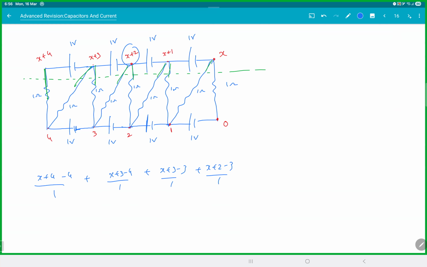So x plus 2 minus 3 by resistance. x plus 2 minus 2 by 1, x plus 1 by 2 minus 1, x plus 1 minus 1 by 1, plus x minus 1 by 1, plus x minus 0 by 1, must be 0. The total current crossing the green line must be 0.